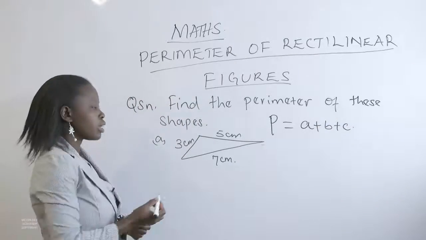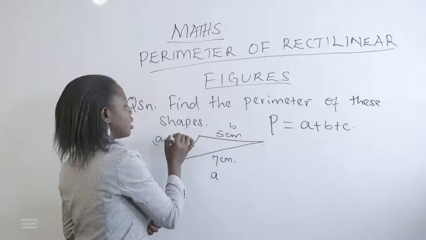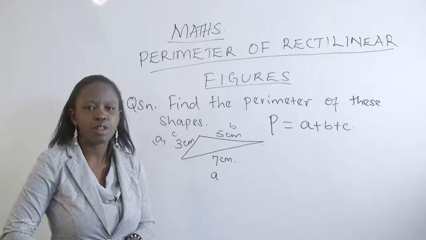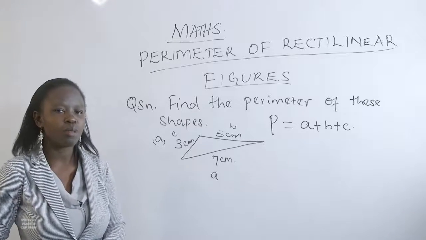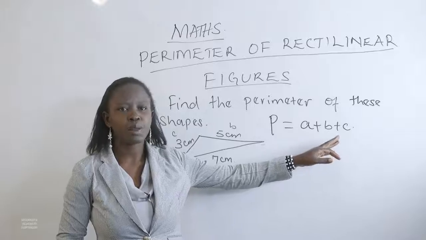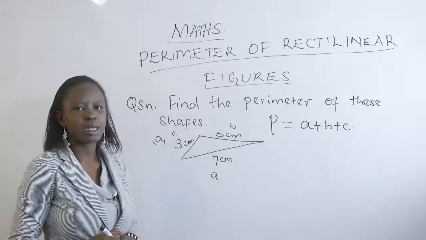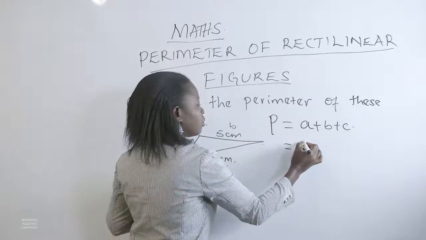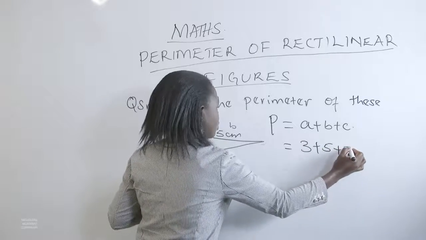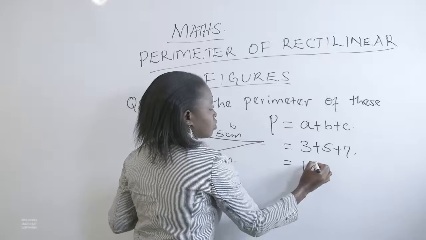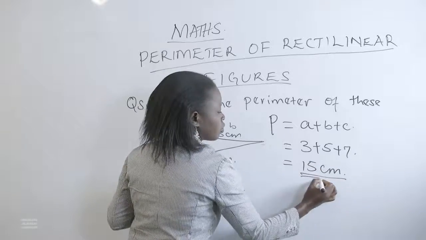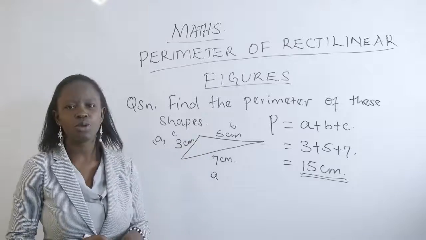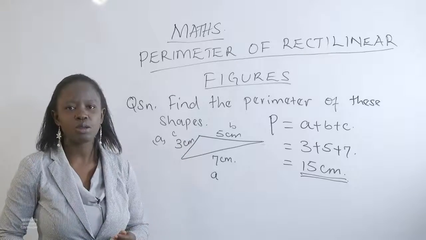So if I have my sides, this is side A, B, and C. If those are the sides of that given triangle and I need to find the perimeter of that triangle, then perimeter will be obtained by A plus B plus C. So we are simply adding the values that we have on the triangle. Remember the units, depending on whatever units you are working with. In this case, we are working with centimeters.